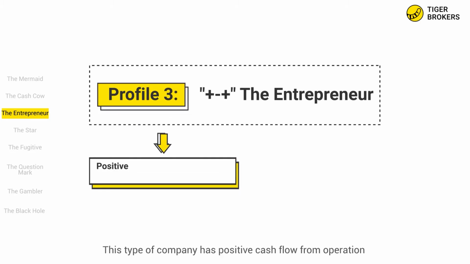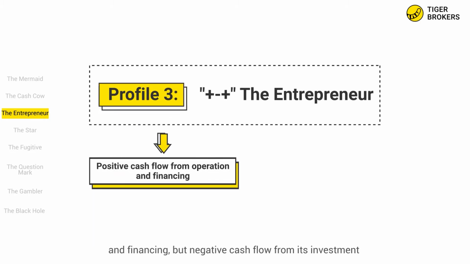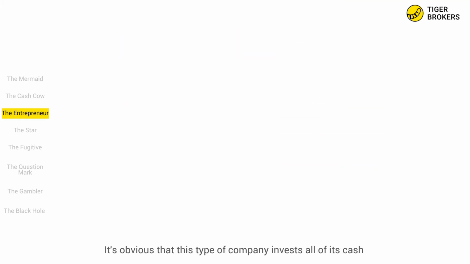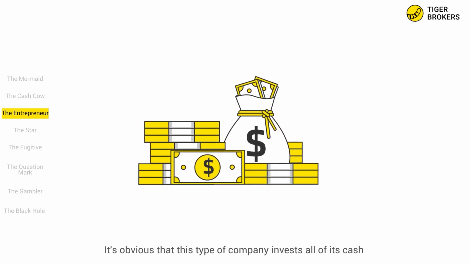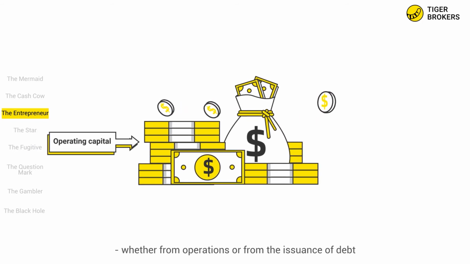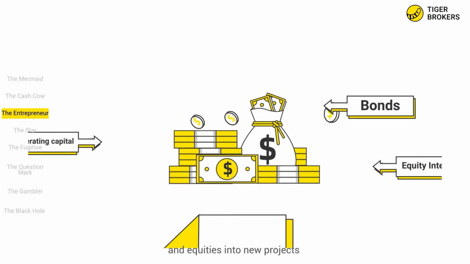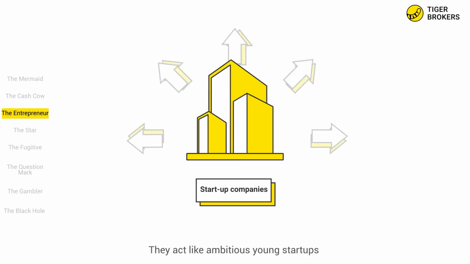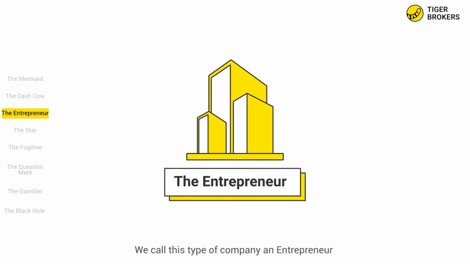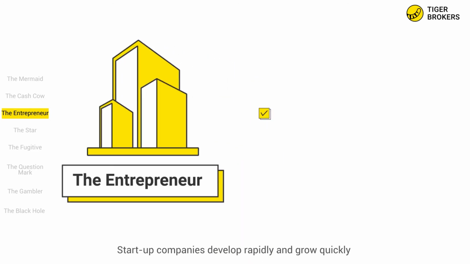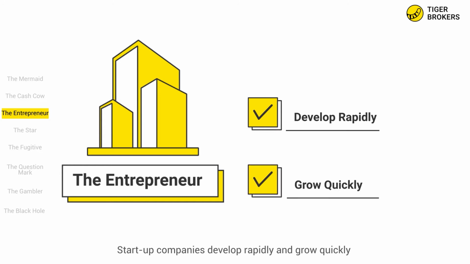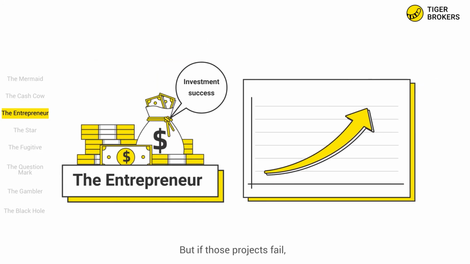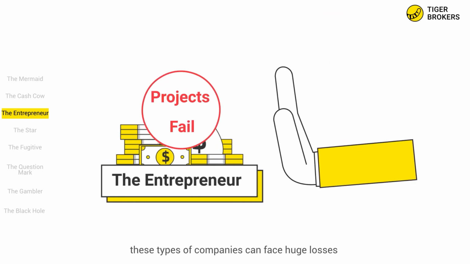This type of company has positive cash flow from operation and financing, but negative cash flow from its investment. It's obvious that this type of company invests all of its cash, whether from operations or from the issuance of debt and equities, into new projects. They act like ambitious young startups. We can call this type of company an entrepreneur. Startup companies develop rapidly and grow quickly if their investment projects do well. But if those projects fail, this type of company can face huge losses.